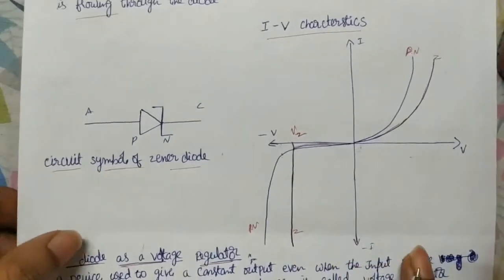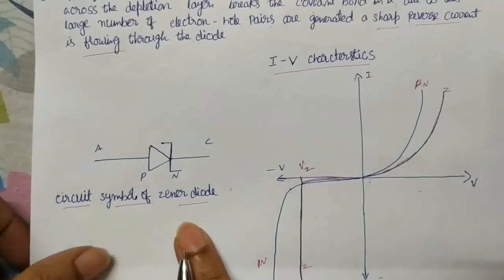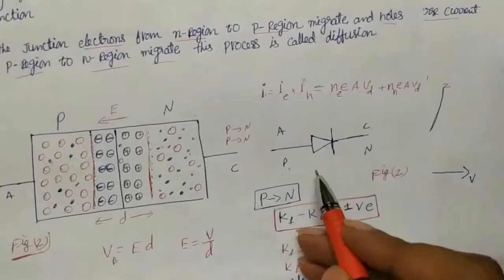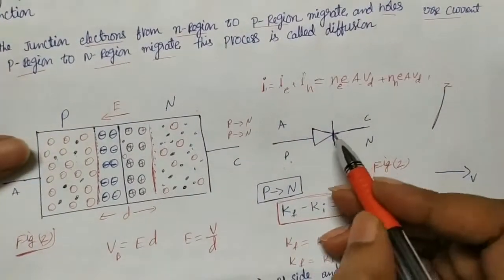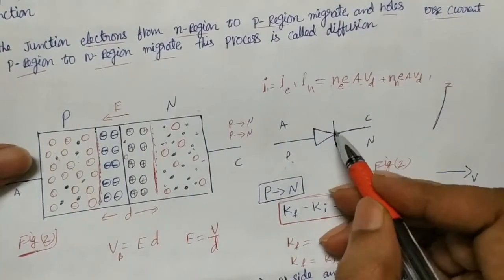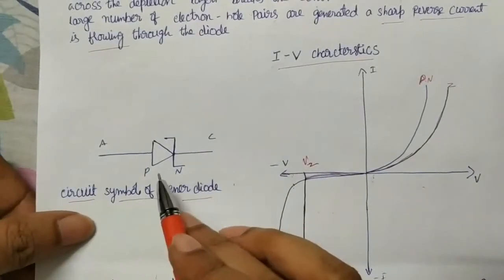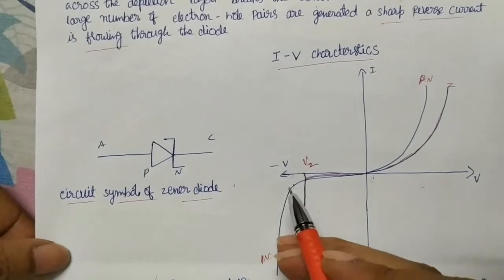The circuit symbol for the GNR diode is like this. It looks like a normal diode, but in place of this bar we get a Z like this. That is VGNR. That is the GNR diode circuit symbol.